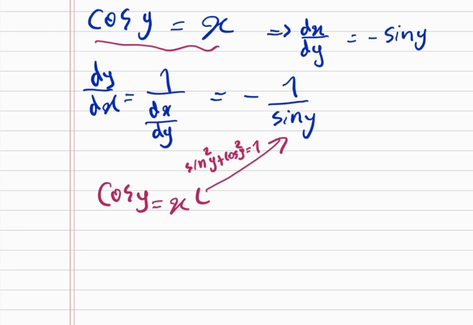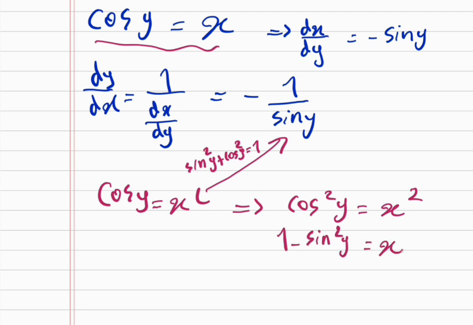So in this case, I need to square both sides to get cos squared y is equal to x squared. And remember, in our function we have sine y in our denominator, so I want to connect these two together. In order to do that, I need to rewrite this in terms of sine, because cos squared y could be rearranged: cos squared y is equal to 1 minus sine squared y. So 1 minus sine squared y is equal to x squared.